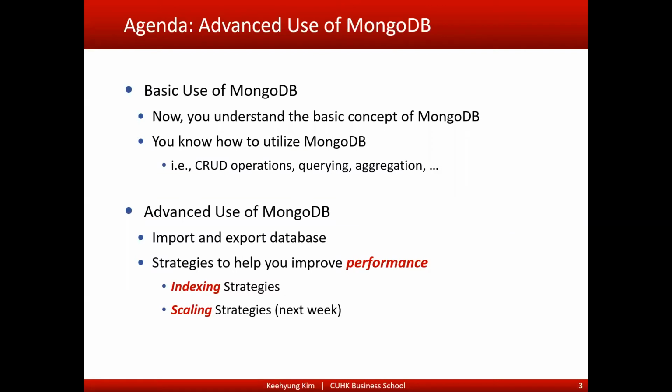And also, I'm going to talk about strategies to help you improve performance. There are two main strategies I'm going to talk about. The first one is indexing. The second one is scaling. Today I'm going to talk about the indexing strategy, and the scaling strategy I'm going to cover next week.